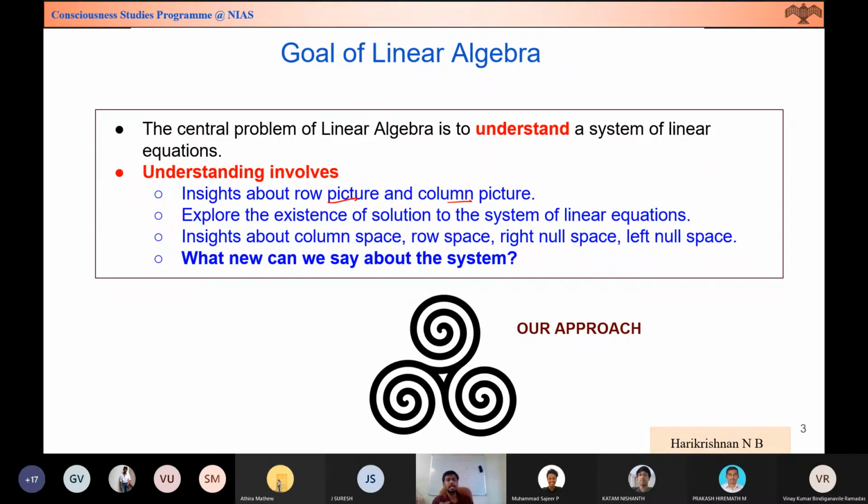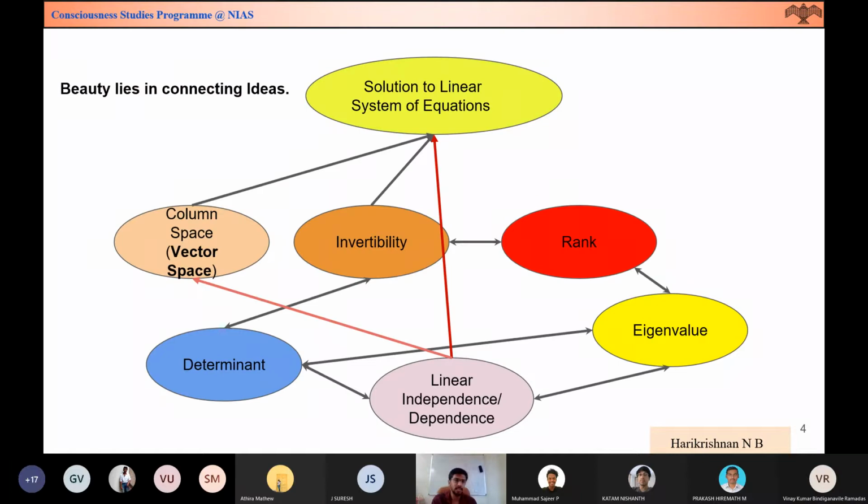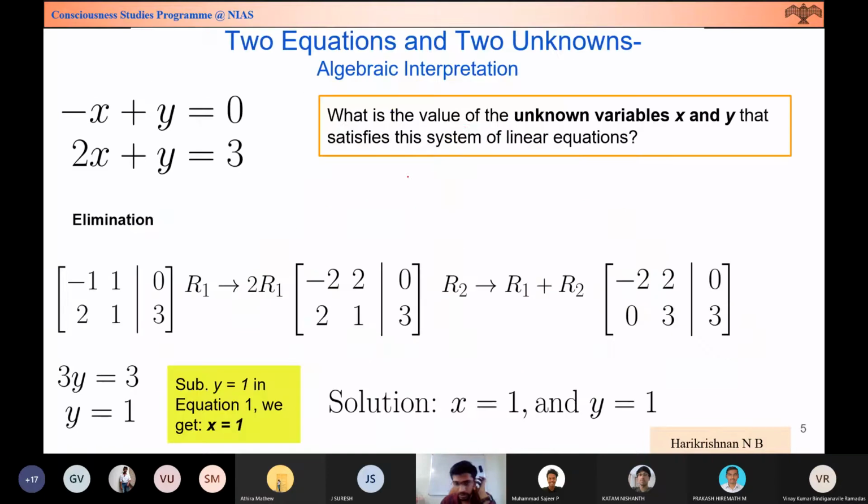The approach that I'm going to take is a spiral approach, where initially I will describe some of these concepts, and then we will slowly come back to the same concepts, but each time we come back, it has a different flavor to it. We will try to interpret the same concepts from a different point of view. So the goal is connecting ideas. We are going to connect the solution of a linear system of equations from different points of view and try to understand these connections. Yeah, so let's get started.